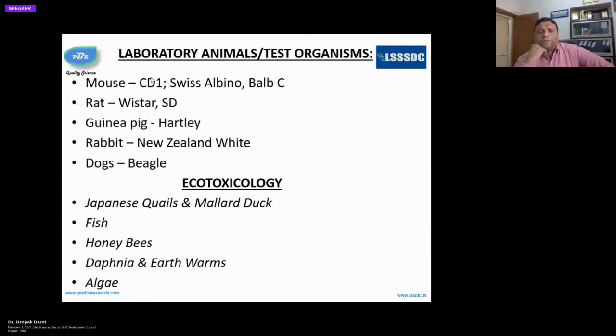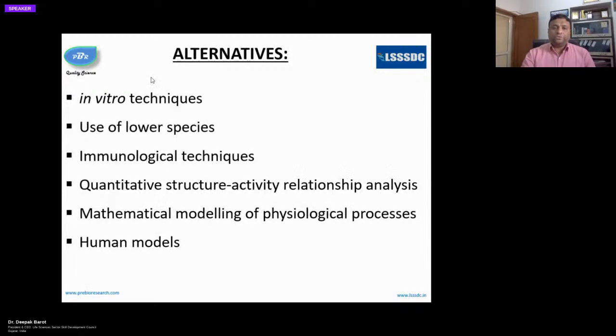We already talked about laboratory animals. The most common species of mouse used in drug discovery and preclinical development are Swiss albino, BALB/c, and even CD1 mouse. Rats: Wistar and Sprague Dawley. Guinea pigs: Hartley. Rabbits, as I already mentioned, New Zealand white, and beagle dogs. So these are the most common strains of the species used in preclinical development. For ecotoxicology, Japanese quails, fish, honeybees, Daphnia, and algae are all used.